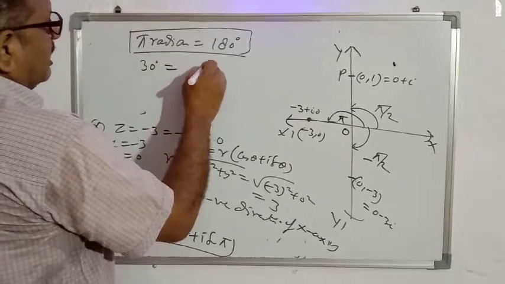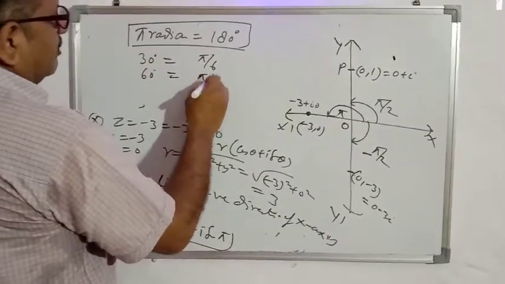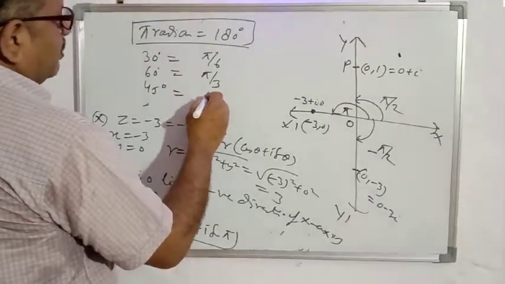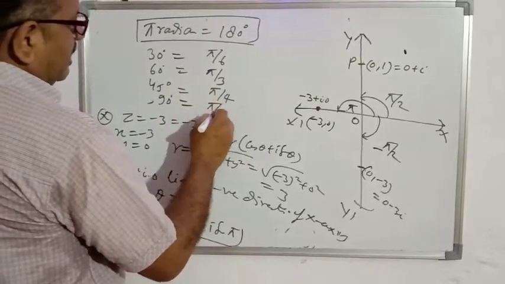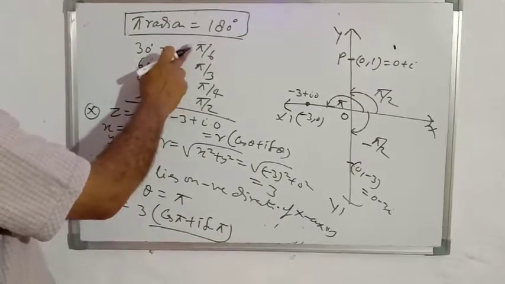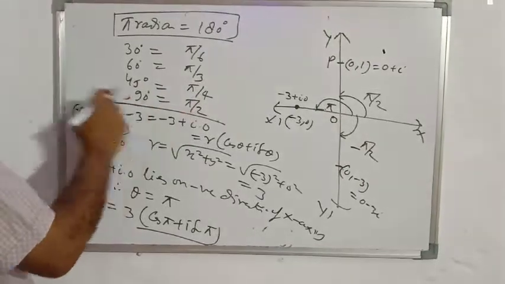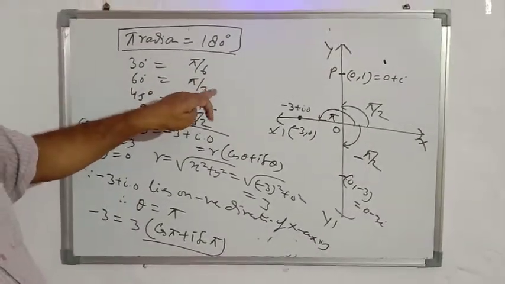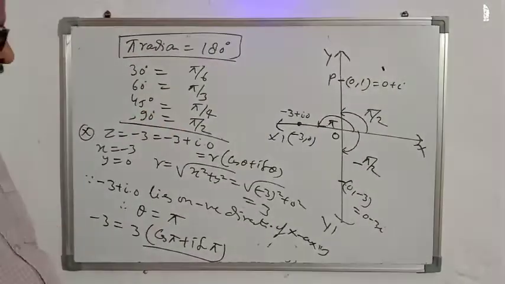30 degree is written as pi by 6. 60 degree is written as pi by 3. 45 degree is written as pi by 4. 90 degree we write pi by 2. Pi by 6, 180 by 6, 30. 180 by 3, 60. 180 by 4, 45. 180 by 2, 90. So in place of 60 degree, we will use pi by 3 in radian. I will explain it in trigonometry.